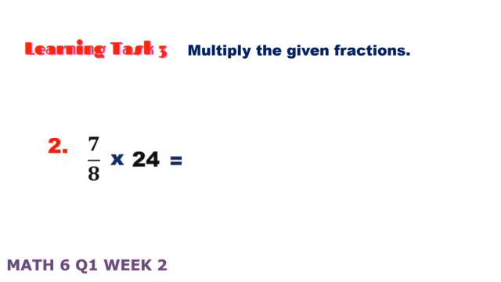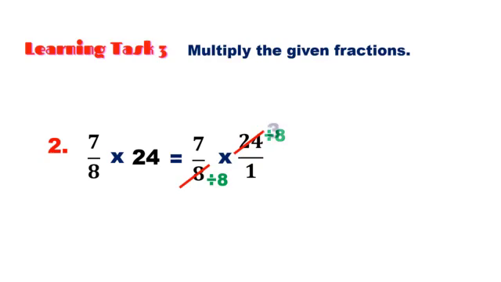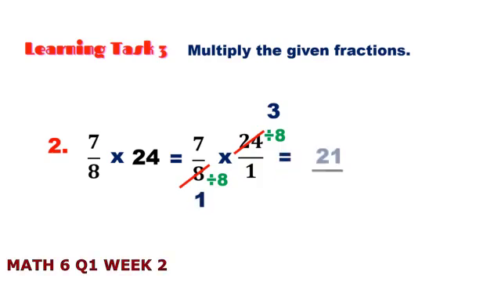Number 2. 7/8 times 24 equals, same as 7/8 times 24 over 1. You can cancel 8 and 24. And the common factor is 8. 24 divided by 8 equals 3. 8 divided by 8 equals 1. Let's multiply. 7 times 3 equals 21. 1 times 1 equals 1. 21 over 1 is same as 21.